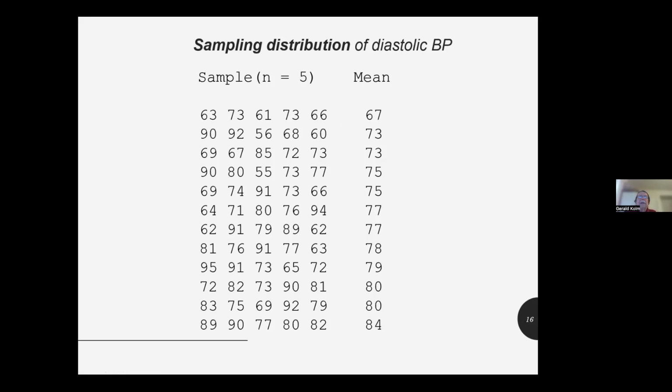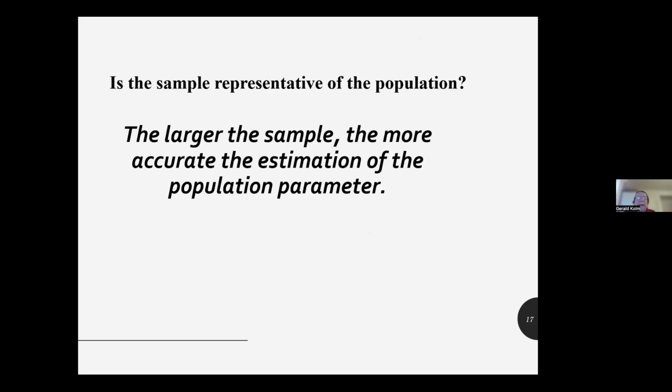And so this shows us what can happen when we draw a sample, whether it's random or not, from a population: the mean that we get hopefully is representative of the population, but it might not be. And so what we want to determine is how good of an estimate our sample is of the population. And as you can probably imagine, the larger the sample, the more accurate the estimation of the population parameter.